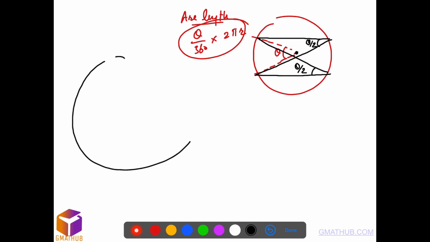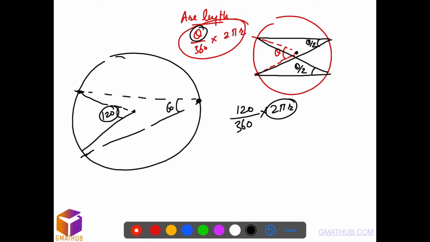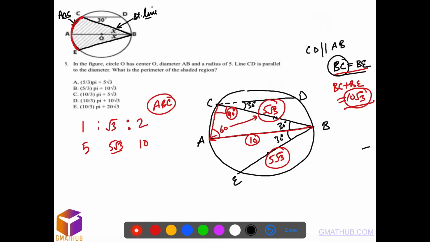So if you see this figure, this arc makes an angle of 60 with this point. So the angle at the center will be double of that, 120. So theta becomes 120, 2 pi r. R is 5, so this becomes 10 by 3 pi. So 10 root 3 plus 10 by 3 pi, D is your answer.